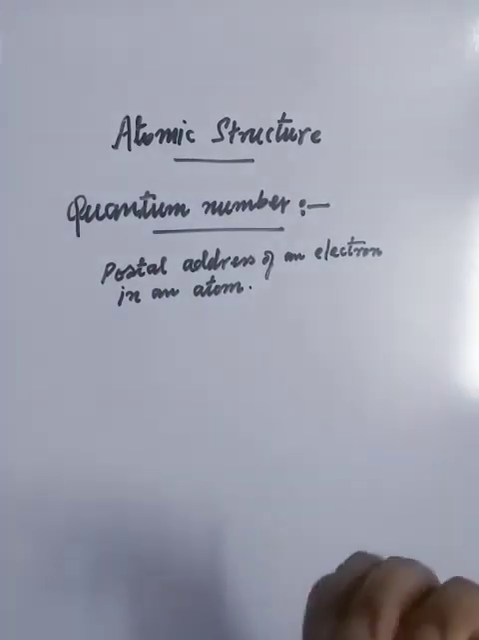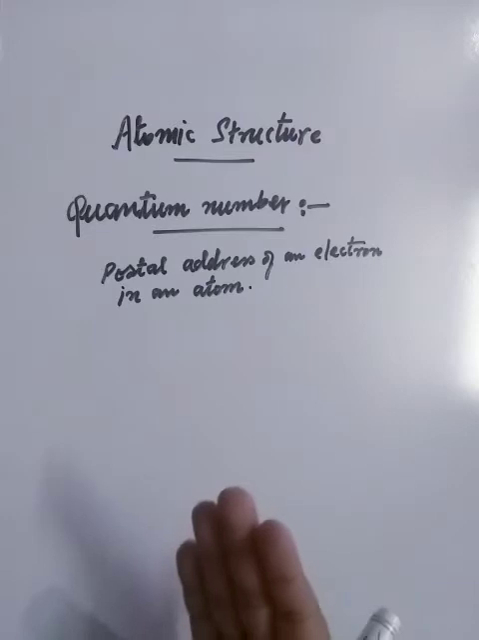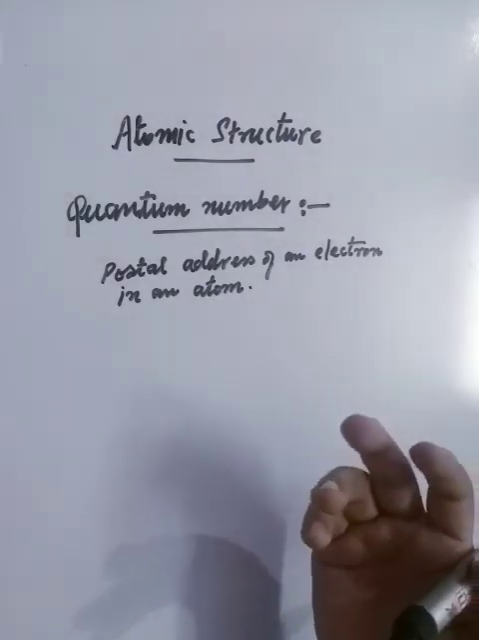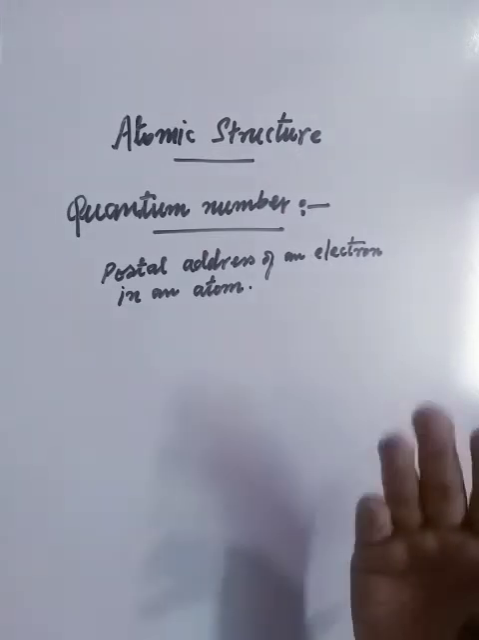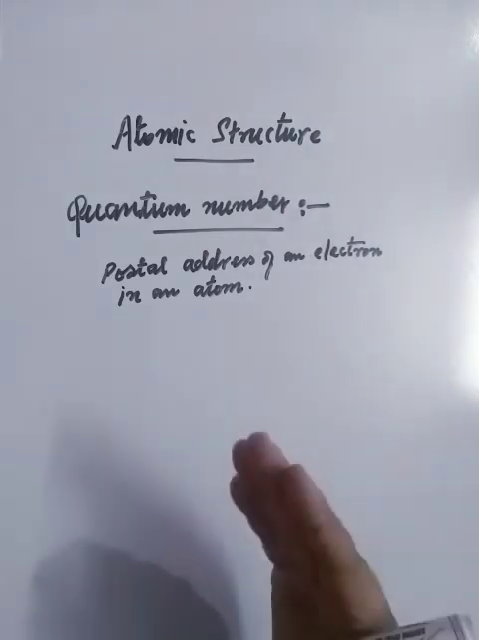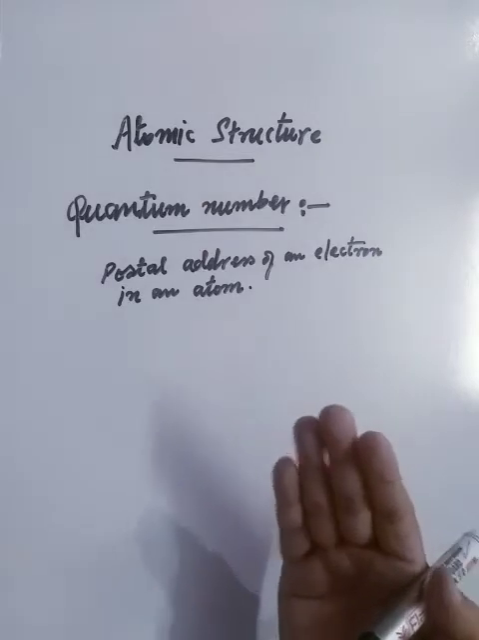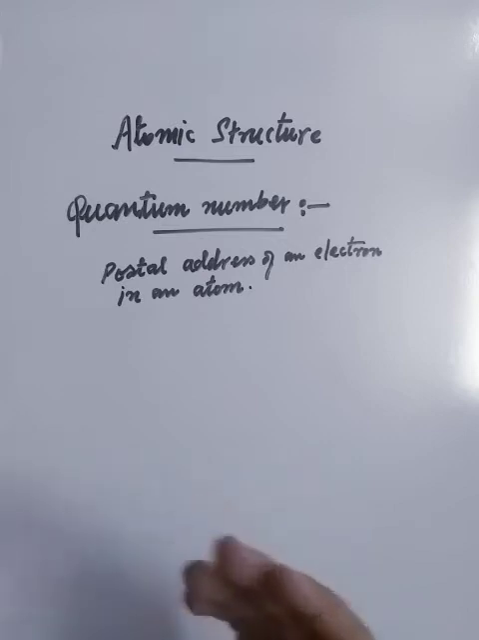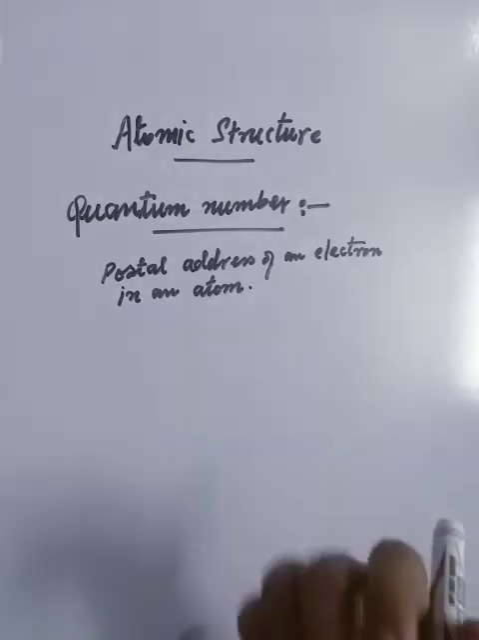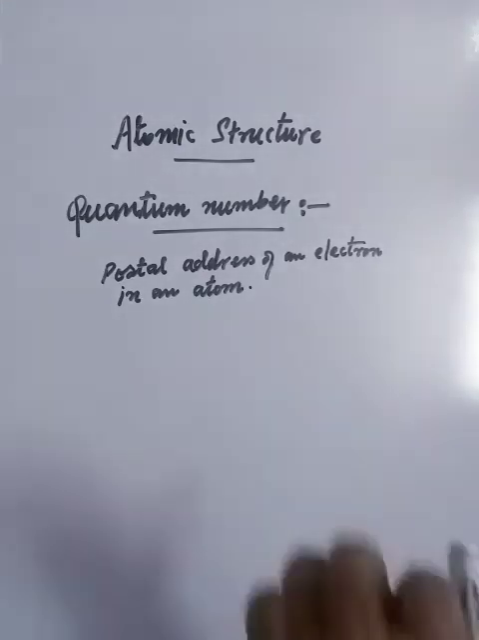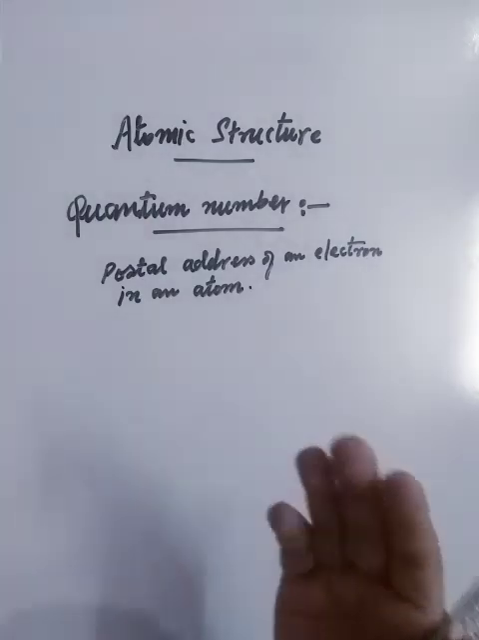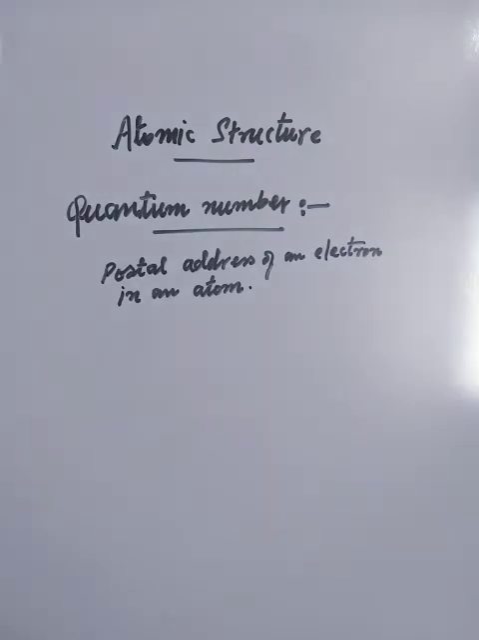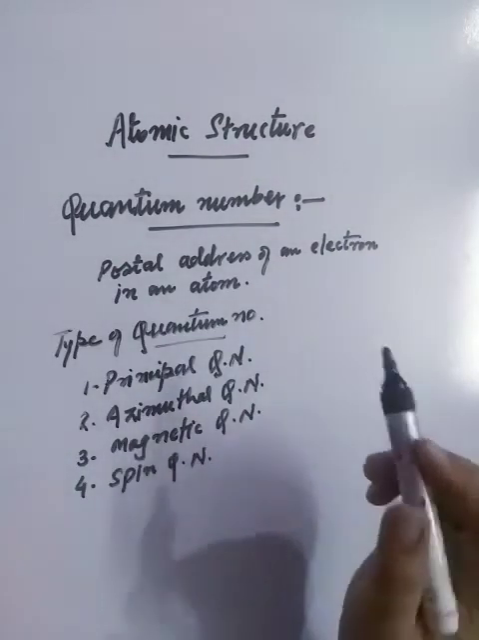It means the atom contains shells, and under a shell there are subshells, and under a subshell there are orbitals, and in an orbital the electron is placed. So under quantum number we are going to find which shell, which subshell, which orbital, and what type of orientation, clockwise or anti-clockwise, the electron has. Now there are four types of quantum number.